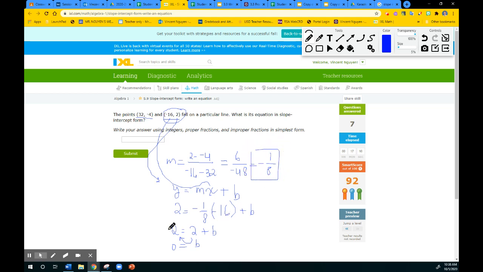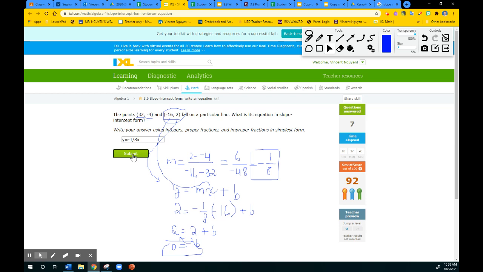I got m and I got b, so I can write the equation now. I can write the equation as y equals negative 1 over 8. You can use the little slash for division. 1 over 8, and then put an x there, and then you can put plus 0, but again, we don't do things that are not necessary. Plus 0 is not necessary. So I could actually hit submit now.